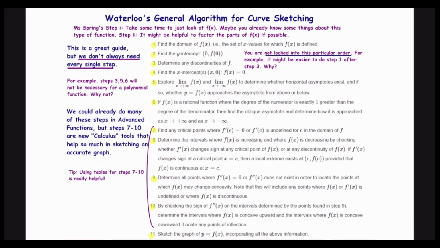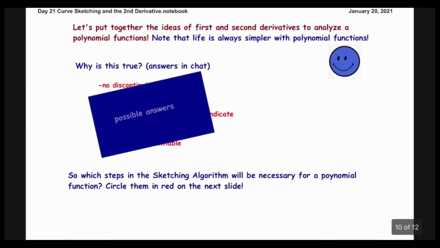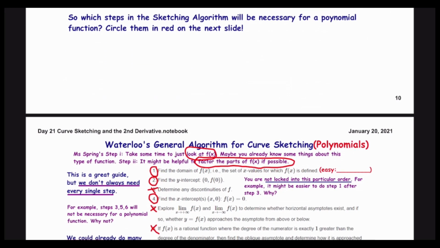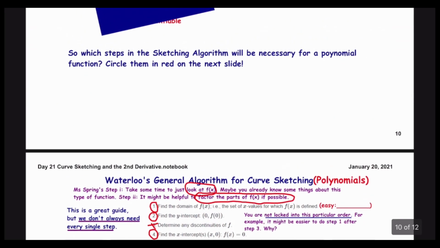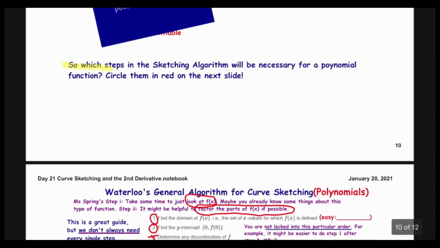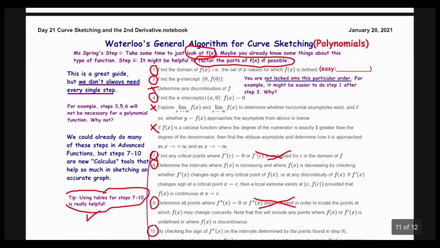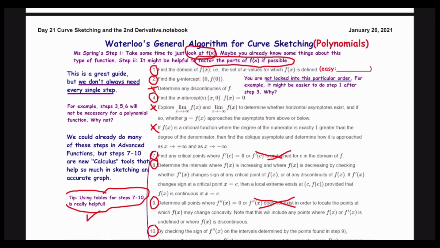Finally, let's narrow this algorithm down a little bit for specifically working with polynomials, which is what we're doing in this course. If we're doing this live, I may or may not have a discussion with you in chat about this. Otherwise, I'm just going to give you the answers here and let's discuss. So the idea here is we want to indicate which steps in the sketching algorithm will be necessary for a polynomial function. Circle them in red in the next slide and let's just talk about it. So let's see which parts are actually necessary and we'll highlight them in red as we go.